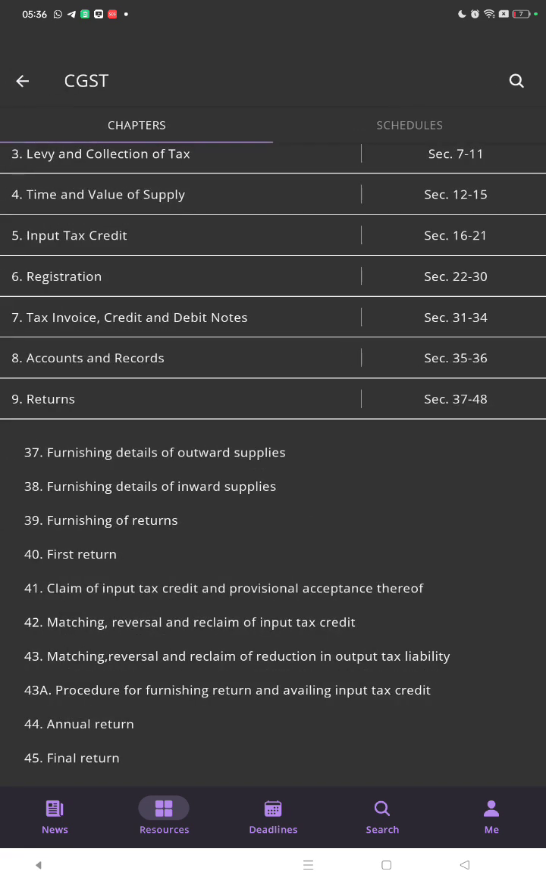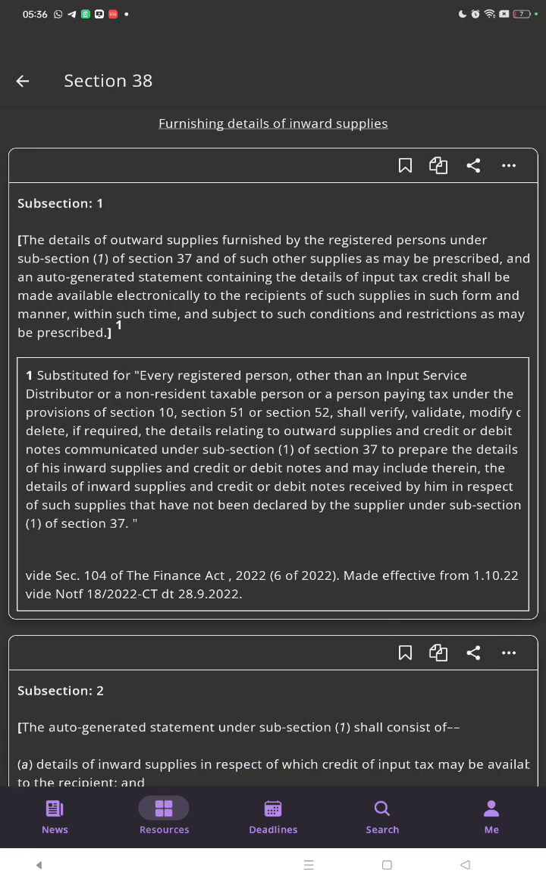Section 38: Furnishing details of inward supplies. Subsection 1: the details of outward supplies furnished by the registered person under subsection 1 of section 37 and of such other supplies as may be prescribed, and an auto-generated statement containing the details of input tax credit shall be made available electronically to the recipients of such supplies in such form and manner, within such time and subject to such conditions and restrictions as may be prescribed.